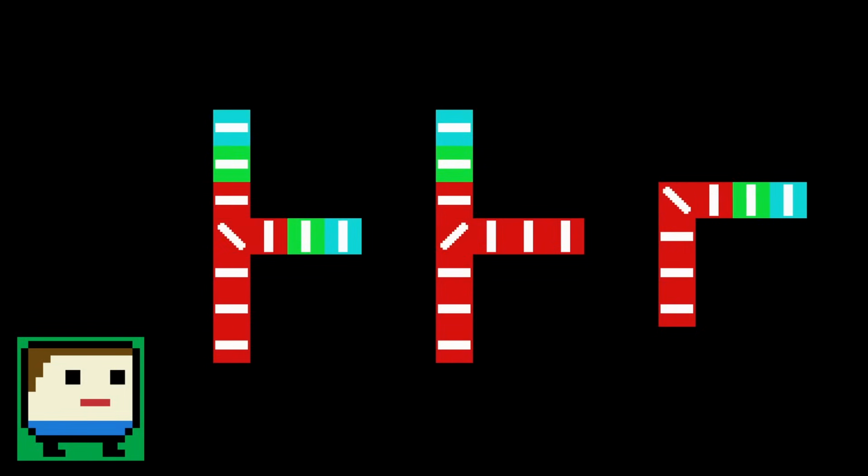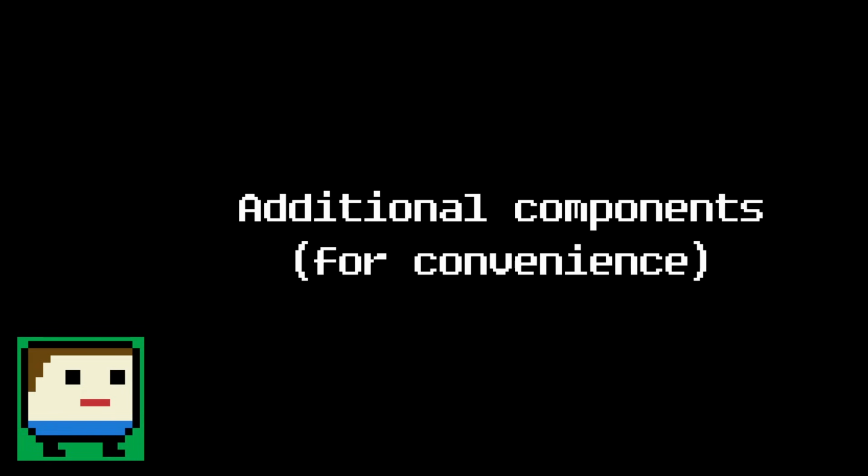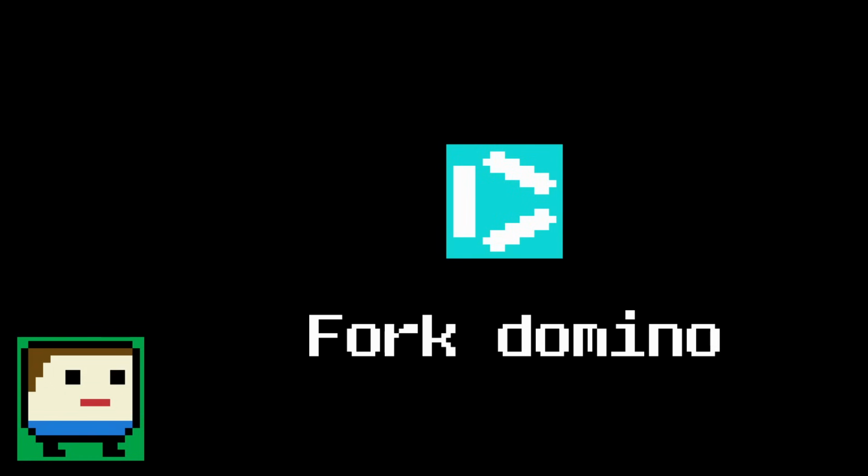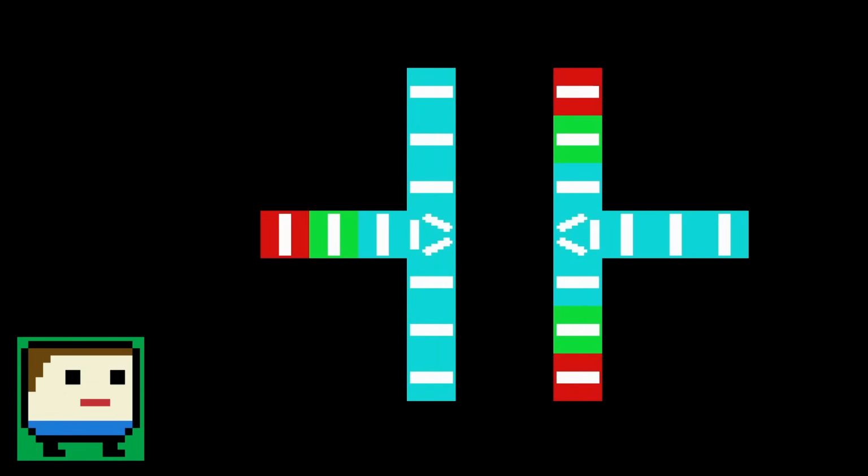Pretty useful stuff. At this point, our simulation is pretty much fully functional, but just for the sake of convenience, I'm going to quickly introduce a few more useful components. First up is the fork domino. As the name suggests, this domino acts like a fork in a line. It can split a line into two, or it can merge two lines together.